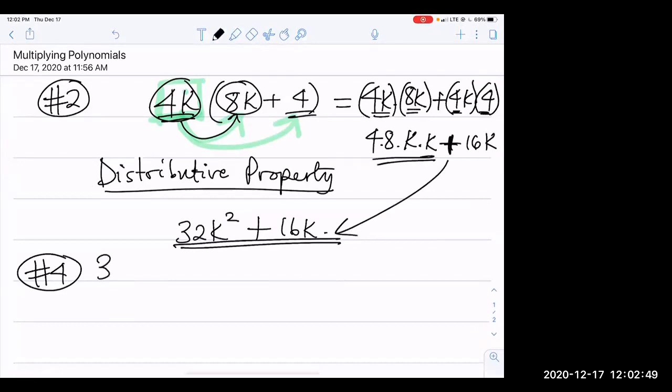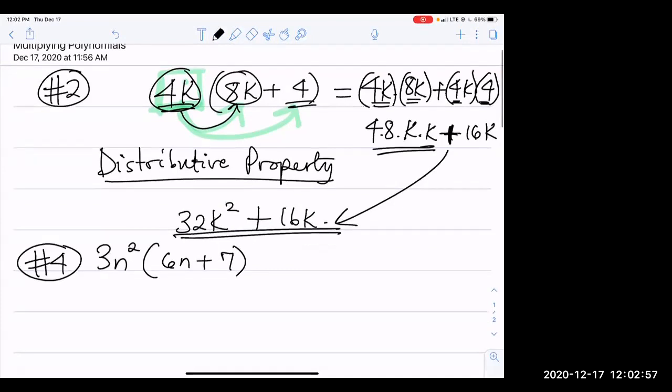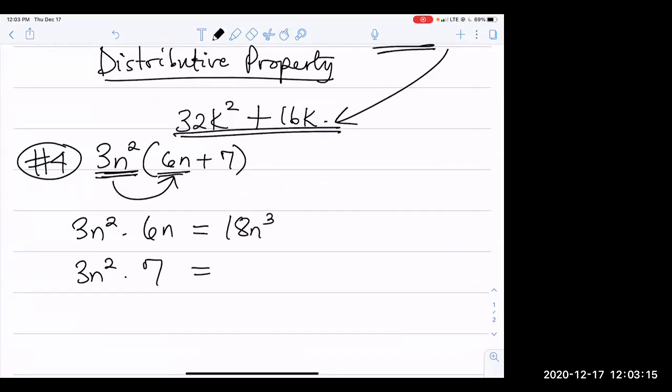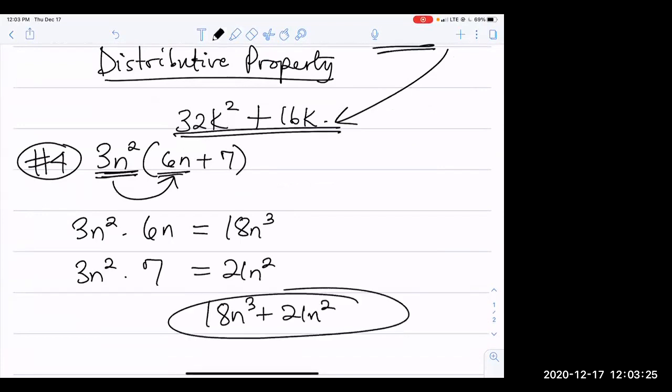Number 4, we have 3n squared multiplying 6n plus 7. So we take 3n squared and we multiply by 6n. And we take 3n squared again and we multiply by 7. So 3n squared times the 6n will give you 18n cubed. And 3n squared times 7 will give you 21n squared. You can add those two together. You have 18n cubed plus 21n squared. And that will be the answer to number 4.